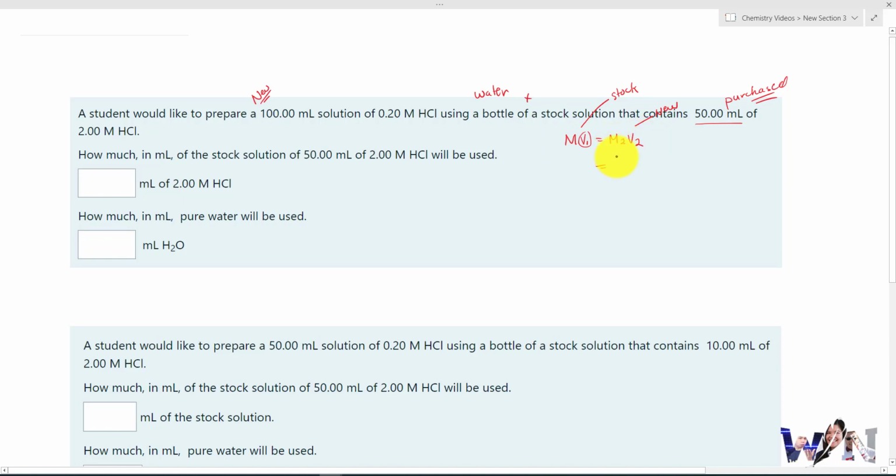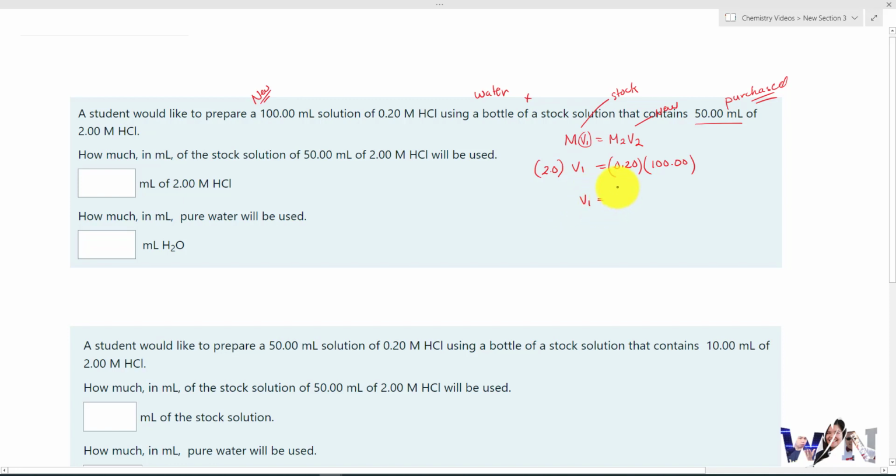Let's start with our new solution. We know exactly what we want to make. In this case, our new solution must have 0.20 molarity, and it needs to be at 100 milliliters. But for the stock solution, we only know the molarity, which is given to us on the bottle, but we don't know how much we're going to use, so we are trying to figure it out.